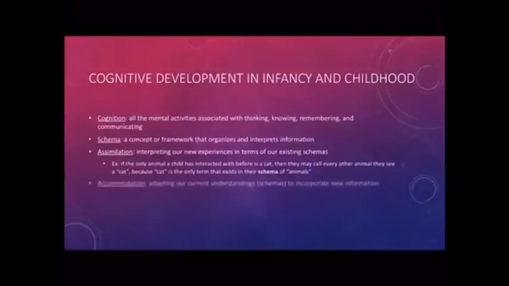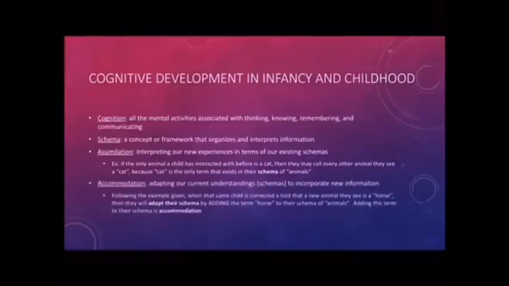And accommodation is fixing that error. Accommodation is the solution to the error of assimilation. So once the child points to the horse and says kitty, their mom or dad says, no, that's not a kitty, that's actually a horse. It's a horsey. And then they're like, oh, okay, that's a horse. They add that concept of a horse into their schema, and now their schema of animals has been accommodated, or changed. Now they have cat, dog, and horse in their schema. Definitely know how all three of those work together, because you'll for sure get a question that has to do with that.